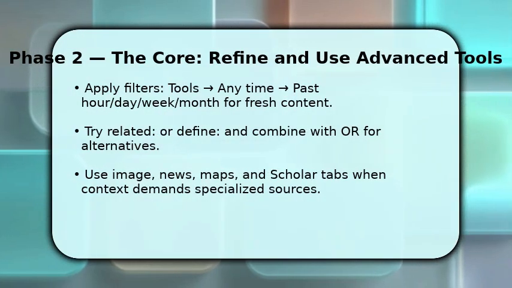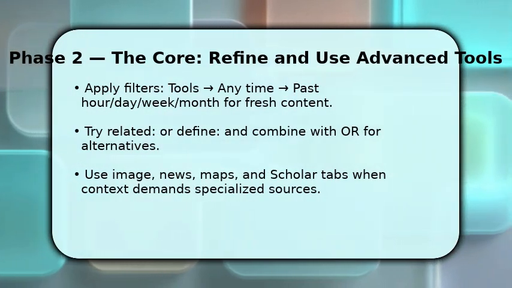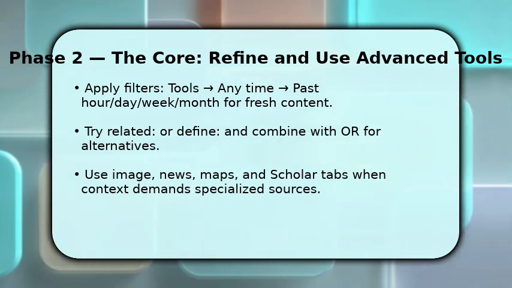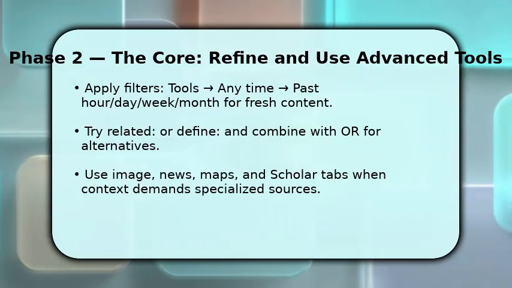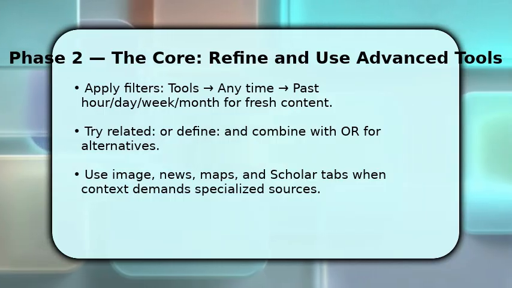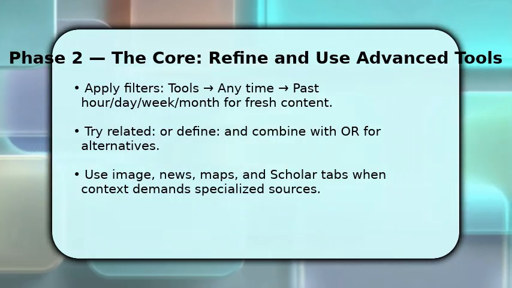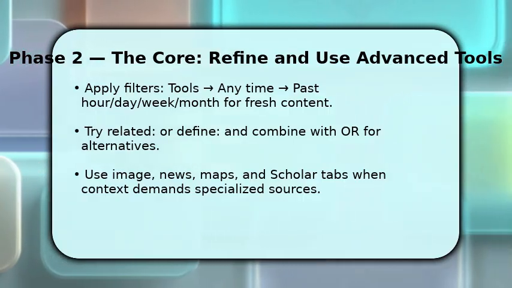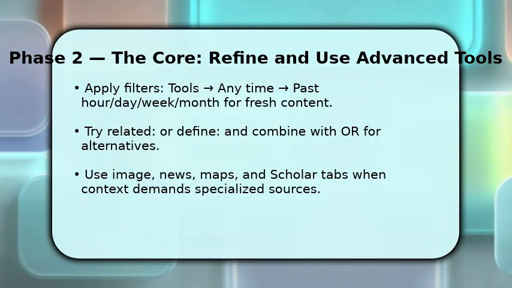Once you have initial results, refine using the Tools menu, choose a time window for freshness, and pick verbatim when you need exact wording. You can combine related or define to broaden context and use or between terms to search alternatives in a single query. When your topic needs different formats, switch to images, news, maps, or scholar. Each tab surfaces specific kinds of evidence.